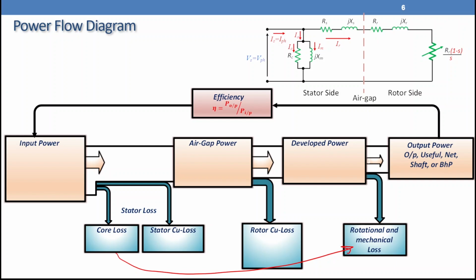So let's start with input power. We're going to start from the left side, from input power. We know that one is a three-phase circuit. This equivalent circuit is per phase.